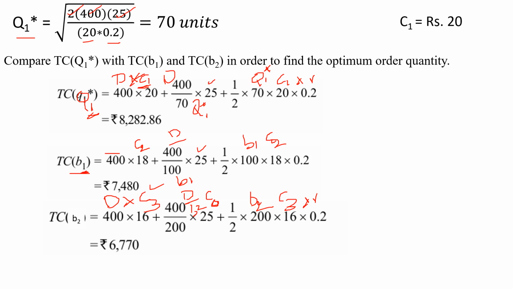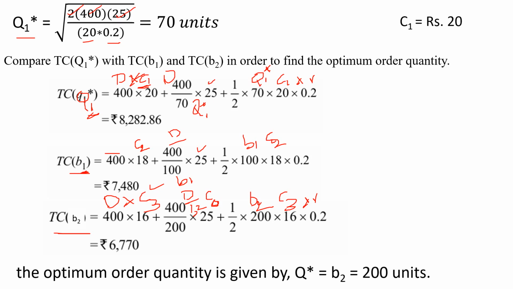Then we have to compare all the total inventory costs at Q1 star, B1 and B2. Among all the values, we get the lowest value for the B2 quantity. So here the optimal order quantity is given by the B2 quantity. That is, Q star equal to B2 equal to 200 units. Thank you.